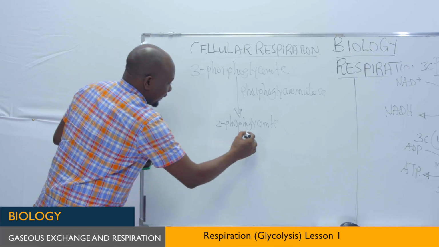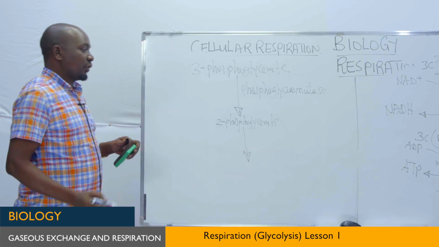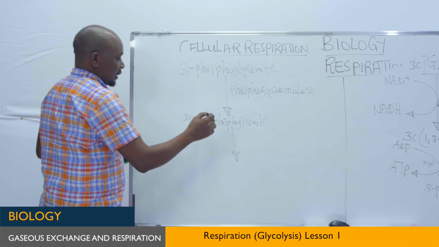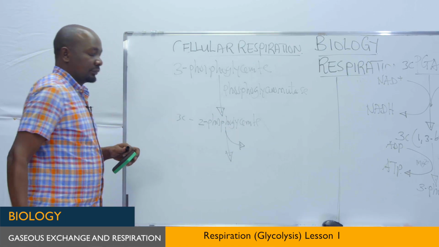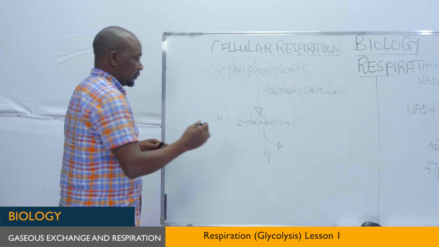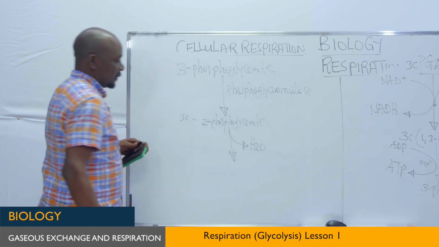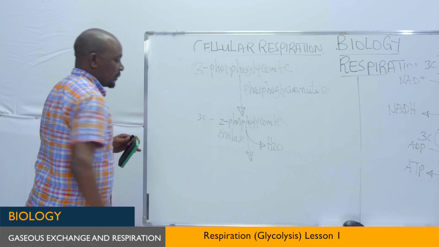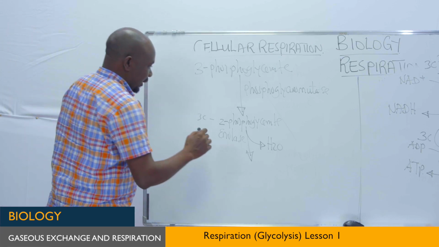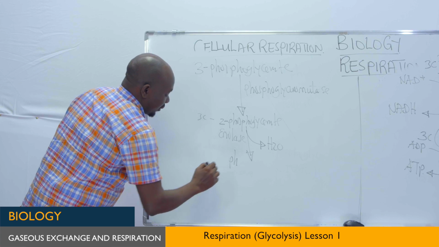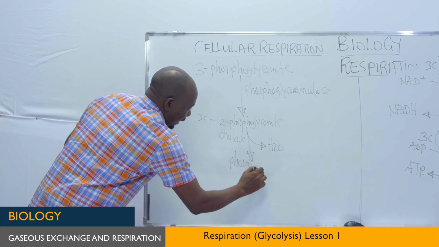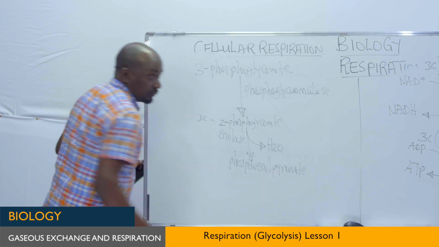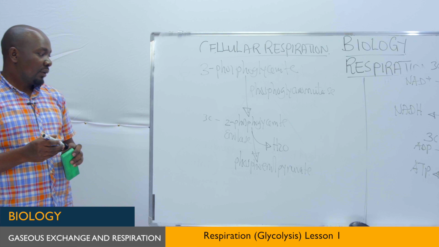Then the 2-phosphoglycerate, this is still a 3-carbon compound. It is dehydrated. It loses 1 water molecule. 1 water molecule is given out under the influence of the enzyme known as enolase. The formed product is so-called phosphoenolpyruvate.